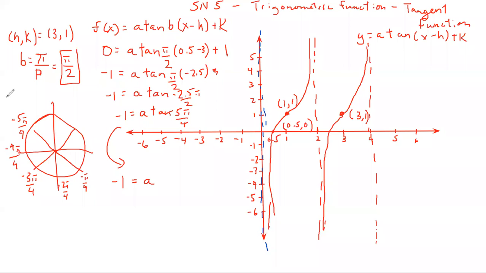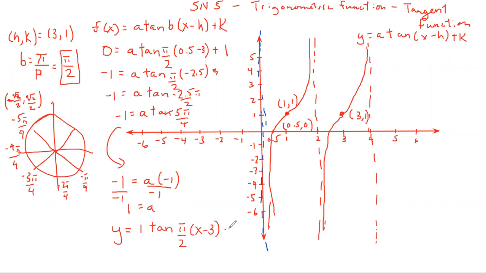Now, -5 pi over 4 means that my coordinates end up being -√2 over 2, -√2 over 2, and √2 over 2. And when I divide √2 over 2 by -√2 over 2, essentially it's the same number, I get a value of -1. So I divide both sides by -1, and that gives me my a value to be equal to 1. Beautiful. I've now found my a value for this tan function, and thus I can write my final tan rule, which happens to be 1 tan of pi over 2 (x minus 3) or (x minus 1), it's up to you, plus 1.